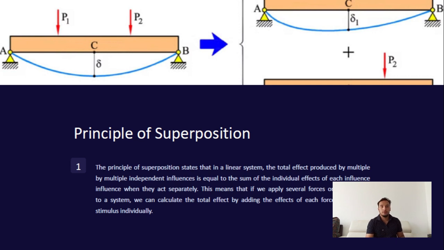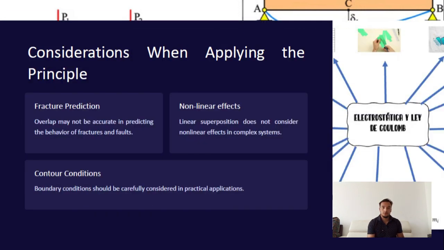In structural engineering, we encounter the fascinating concept, the principle of the superposition. This principle holds that in linear systems, the total effect produced by multiple independent influences is equal to the sum of the individual effects of each influence when acting separately. Each influence has its own space to act, and the sum of all these gives us the final result.